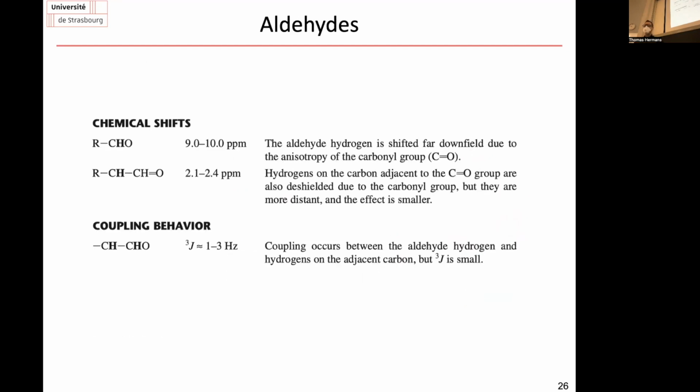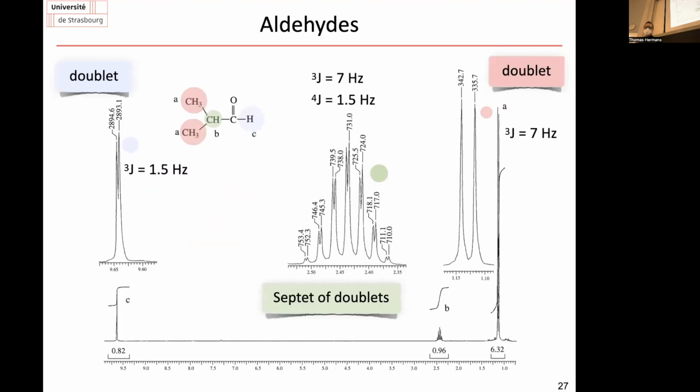Okay, couple more to go. Aldehydes, they can also have an interesting coupling, and they are very, very, very downfield shifted, between 9 and 10 ppm. And the alpha carbon next to the aldehyde is slightly downfield at 2 ppm. Okay, there we go. So we look at this molecule.